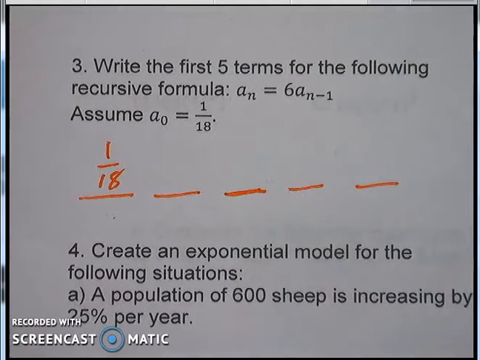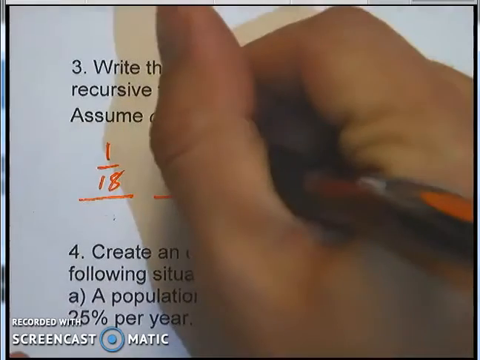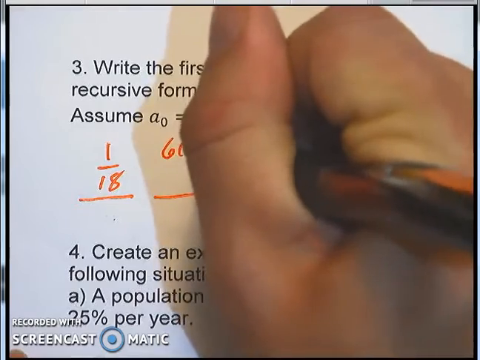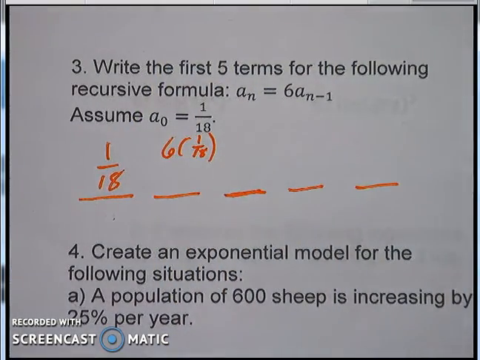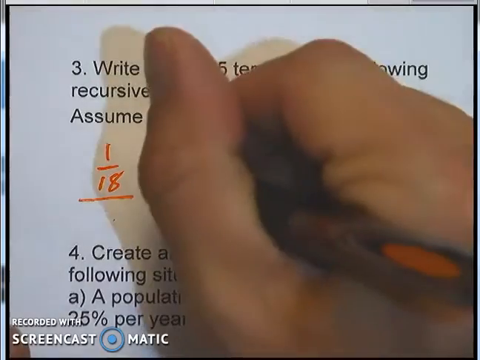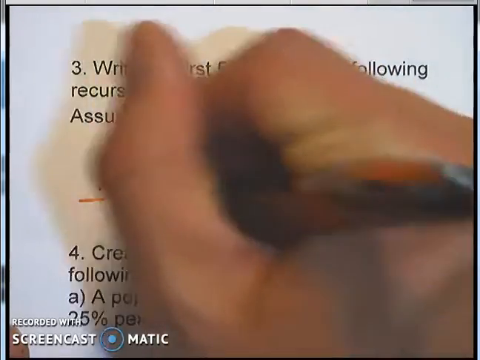We're going to simply take the first term and multiply it by 6. So 6 times 1/18. You can multiply that 6 to the top. That's 6/18. 6 over 18 reduces to 1/3, which is the second term.